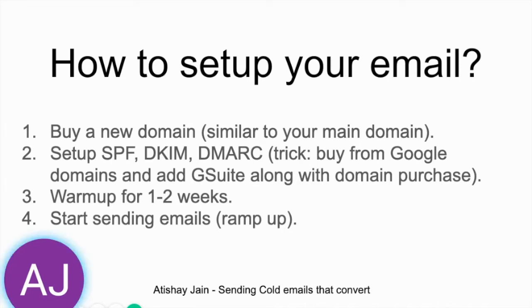Then you set up SPF, DKIM, and DMARC records. These are essentially three records that email services use to authenticate other email senders. Consider your email provider as a gatekeeper, and these three records are your entry to the party. So when you show these records, the gatekeeper lets you in. Now, an easy way to do this is to buy your secondary domain from Google Domains and add G Suite with it, and then add DMARC records.